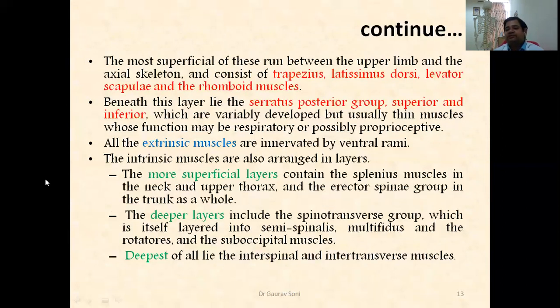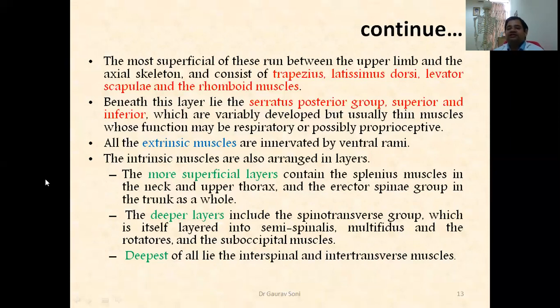Now we'll see some names of the muscles. The most superficial of them run between the upper limb and the axial skeleton, and consist of trapezius, latissimus dorsi, levator scapulae, and rhomboids major and minor. Here it is written that the rhomboid muscles connect the both of them.